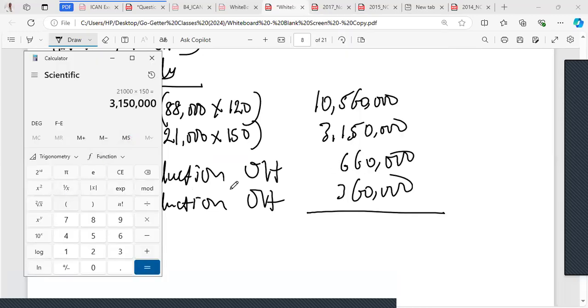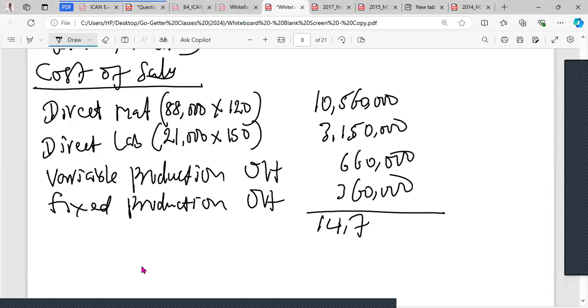We have this figure here, so I will leave it. I'll simply add it to 10,560 plus 660 plus 360. That gives me 14,730. Now, before I go to budget statement, let me just finish the closing stock.